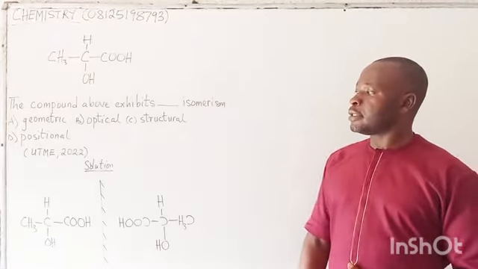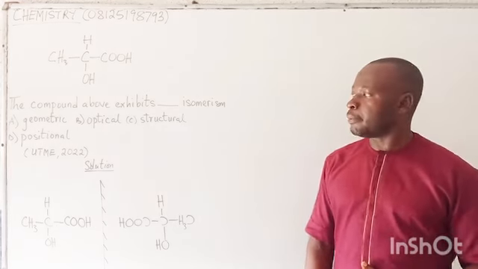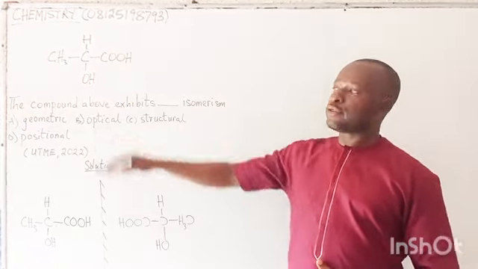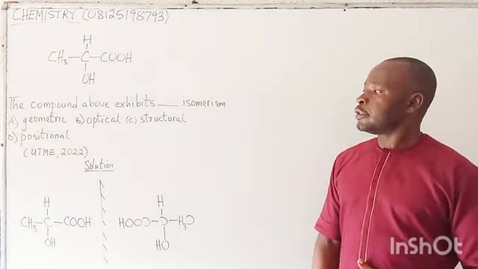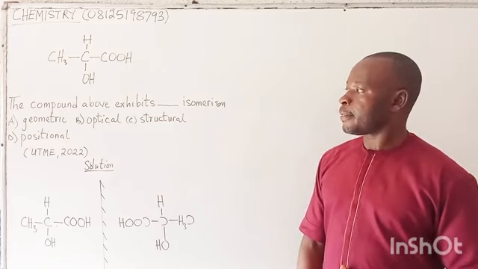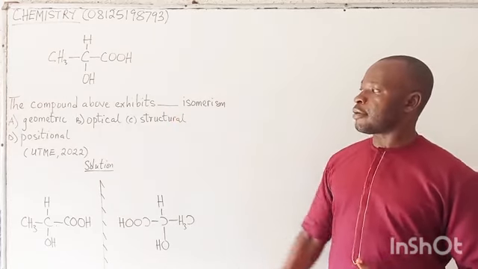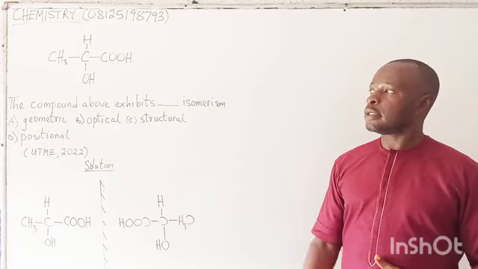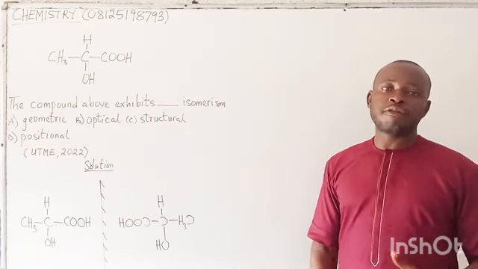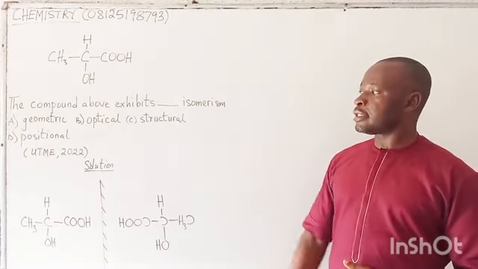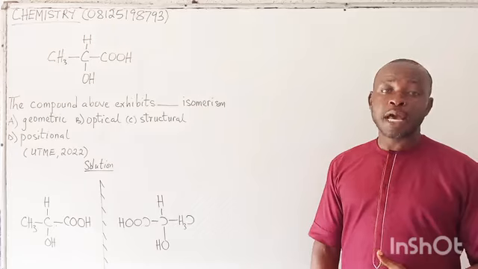The problem on the board is a 2022 UTME problem, and a diagram is drawn, a structure of a compound. Then the problem goes this way: the compound above exhibits dash isomerism. This compound on the board, what kind of isomerism does it exhibit? Option A says geometric isomerism.